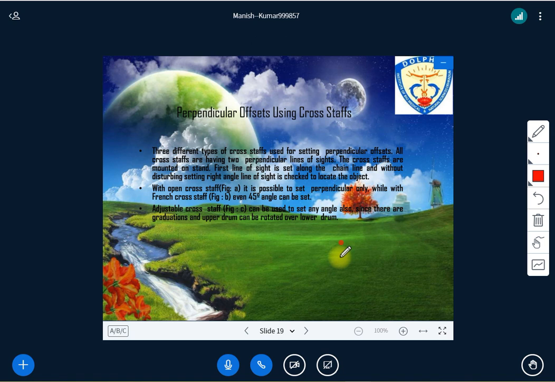Now, after that, we are using the cross staff. It's a kind of instrument through which we can draw the perpendicular offset, right? So we have to use this cross staff. First, let me show you some images.